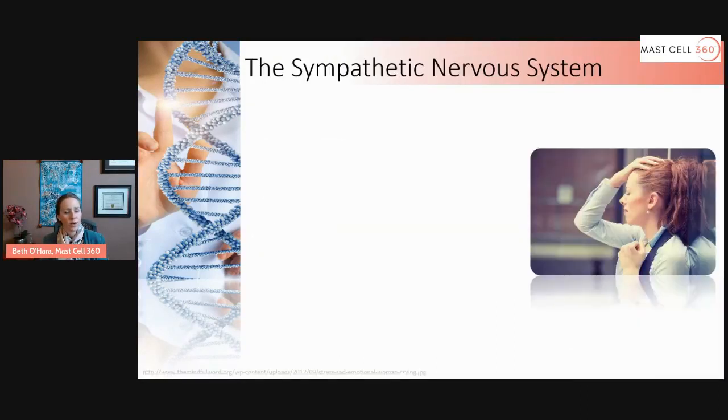So let's talk about some branches of the nervous system. You've heard of the sympathetic and the parasympathetic nervous system. So the sympathetic nervous system is the fight, flight, or freeze. And this is what most people are in every day, day in and day out. And what does this look like? This looks like our everyday average normal life.